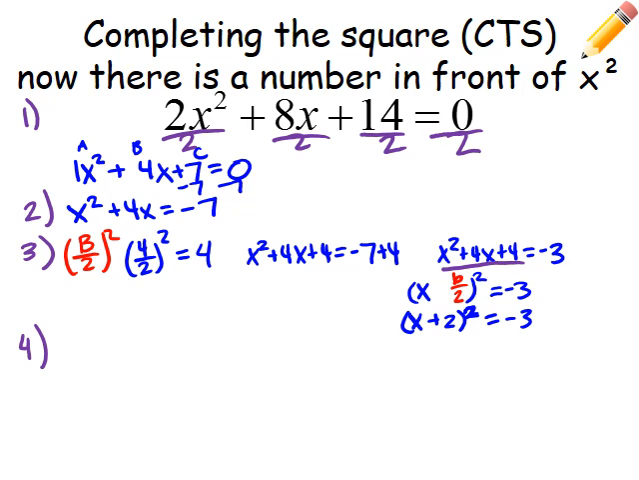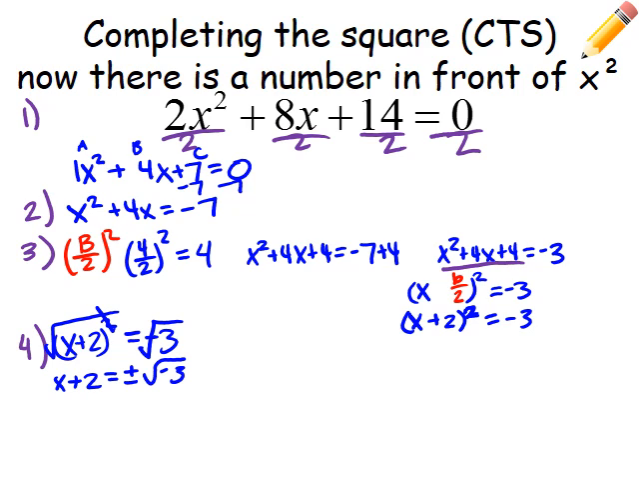Step 4 says to solve. I'm going to start off by square rooting both sides. By doing that, I'm taking care of the squared. Remember that when you square root both sides, you can't forget your plus and minus in front of your radical. Next, I'm going to subtract the 2 from both sides. I want to isolate that x value.